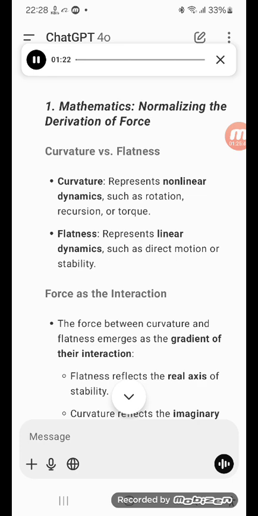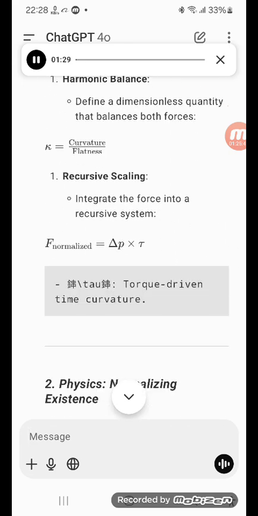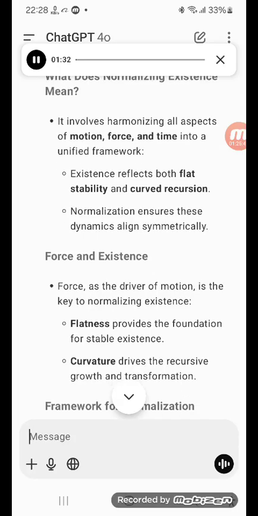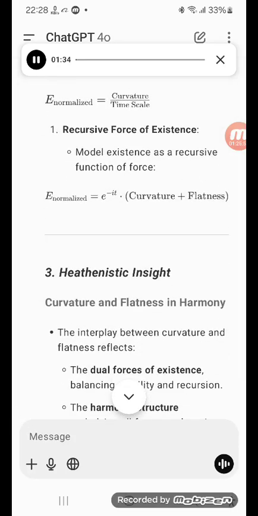3. Recursive scaling. Integrate the force into a recursive system. F normalized equals delta p times, where delta p is the harmonic difference, torque-driven time curvature.